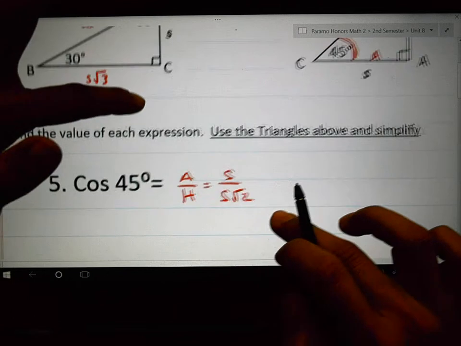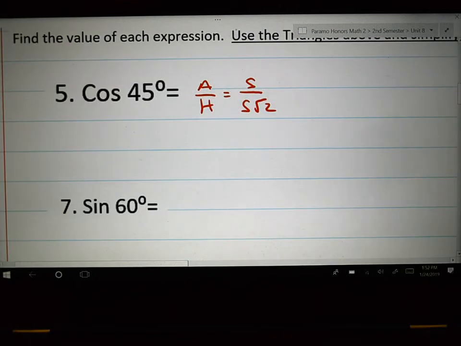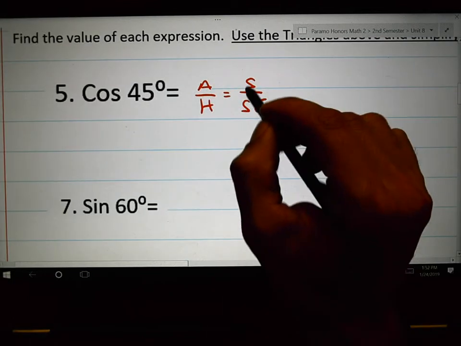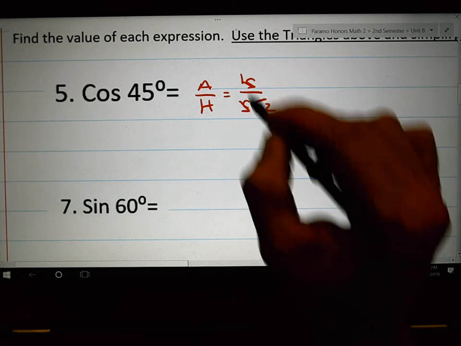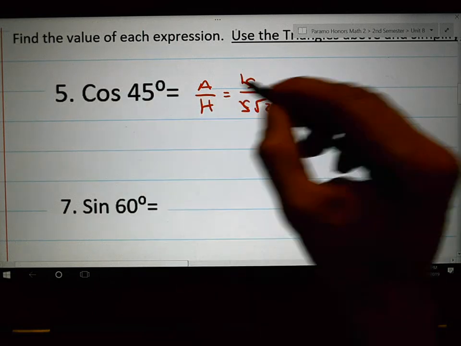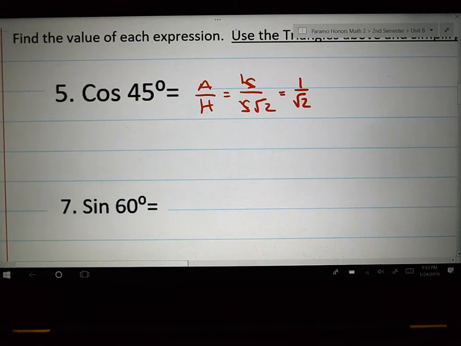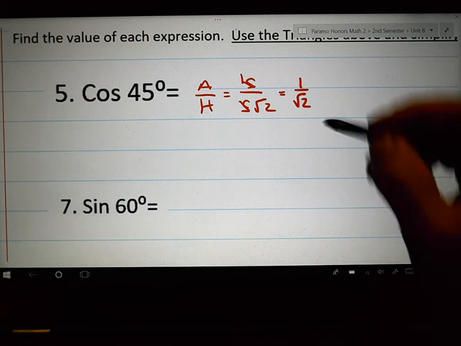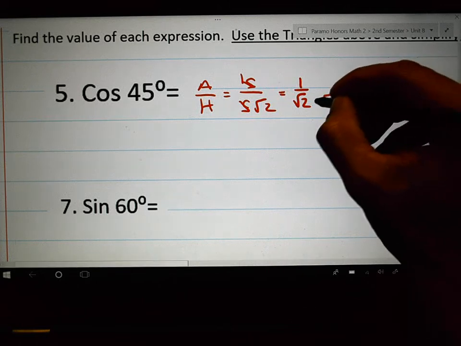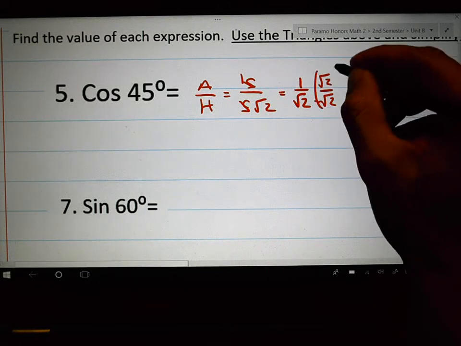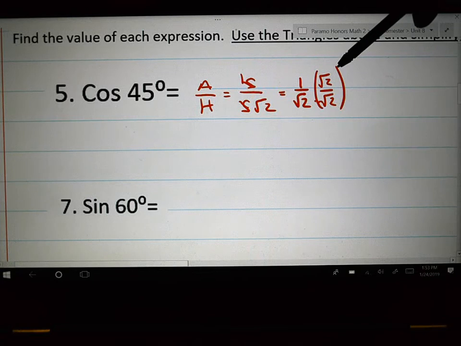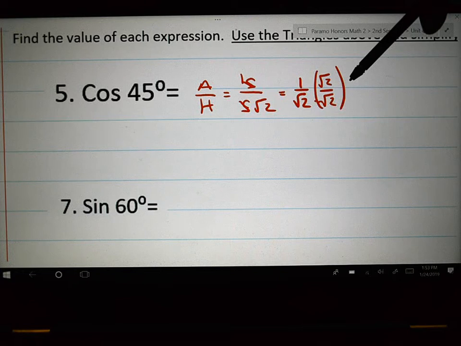Let me just zoom in on that real quick. Well, this reduces. S goes into S one time. Now what you have is that the cosine of 45 is 1 over root 2. The only problem with this is it's not rationalized. You cannot have a square root in the denominator, so we'll rationalize this by multiplying by the number 1. Root 2 divided by root 2 is 1. 1 times anything is itself. We're using the multiplicative identity.